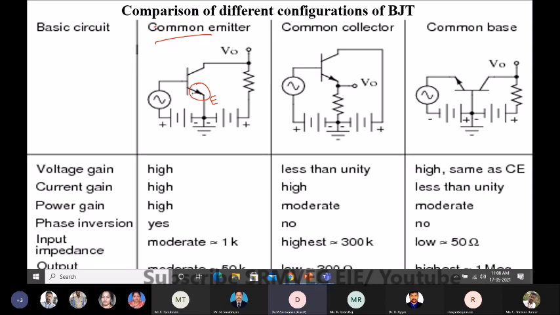Okay, for NPN the arrow mark will be showing outside, and for PNP transistor the arrow mark goes inward. So by that direction you can find out which is an NPN transistor and which is a PNP transistor. Okay. So in a common emitter, the emitter terminal will be common for input and output. So what will be the input? Base will be the input, output will be collector for a common emitter configuration.